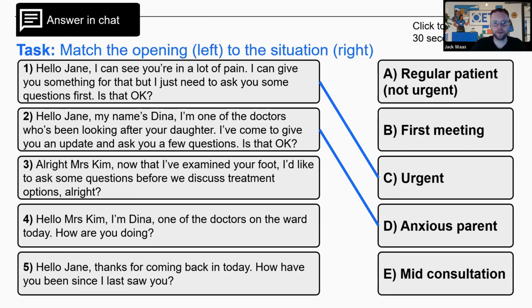All right, so number 3 is letter E. Number 4 is letter B. And number 5 is letter A. Okay, that is what we have here for our remaining options.